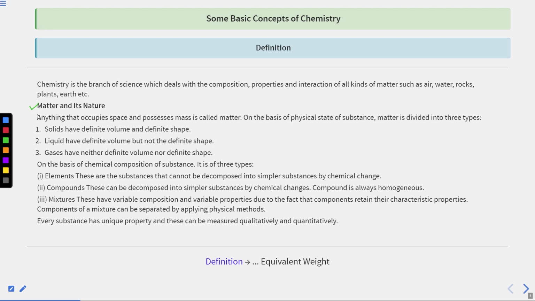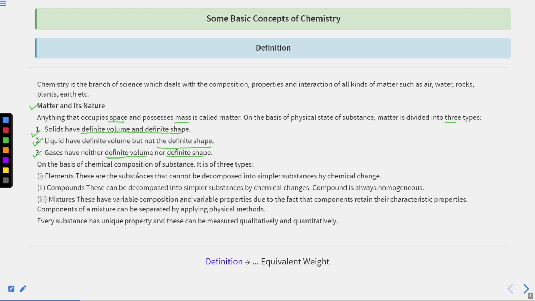So, matter and its nature. Anything that occupies space and possesses mass is called matter. In our surroundings, almost everything is matter because it occupies space and possesses mass. On the basis of physical state, matter is divided into three types: solids, liquids, and gases. Solids have definite volume and definite shape. This is a physical property of solids. Liquids have definite volume but not definite shape, and gases have neither definite volume nor definite shape.